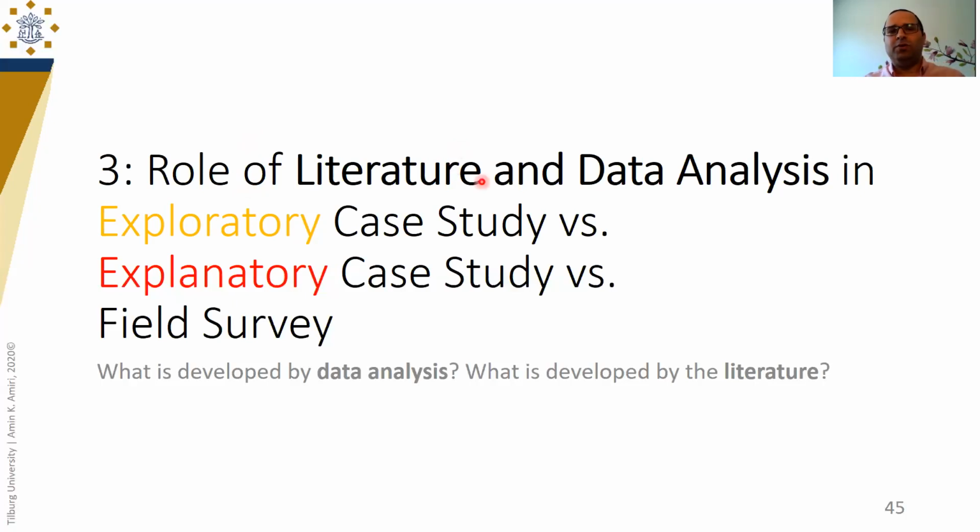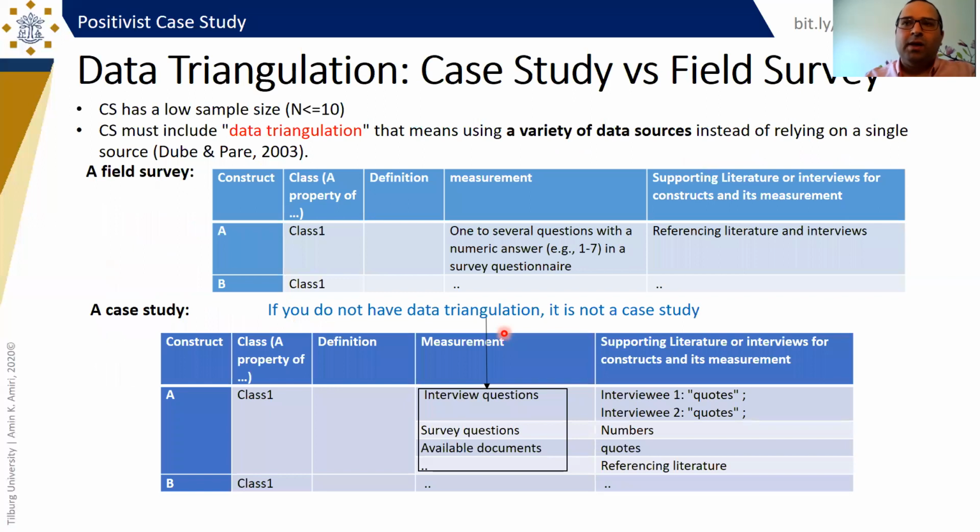So now we want to know the role of literature and data analysis in greater detail in these three approaches. What is developed by data analysis? What is developed by the literature? You can see here that in a case study, data triangulation is very important. And that's why we go for a low sample size, because this data triangulation takes a lot of time. If you don't have data triangulation, then there is no difference between your case study and a field survey.